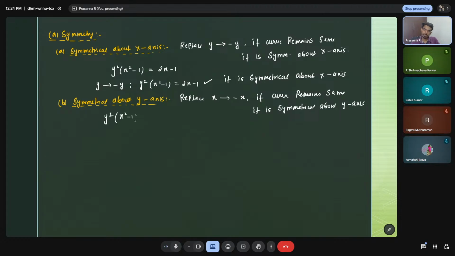Now what is the curve here? y square into x square minus 1 is equal to 2x minus 1. If we replace x by minus x, the curve will change, right? Because the curve will be y square into x square minus 1 equals minus 2x minus 1. These two are different, right? That means it is not symmetrical about y-axis. Is it clear? This curve is symmetrical about x-axis and not symmetrical about y-axis.